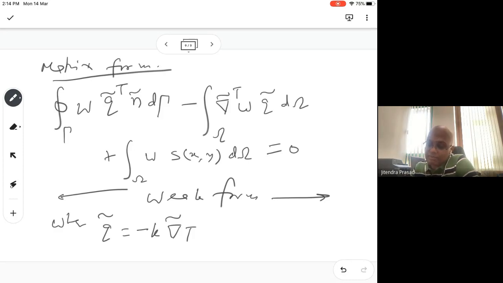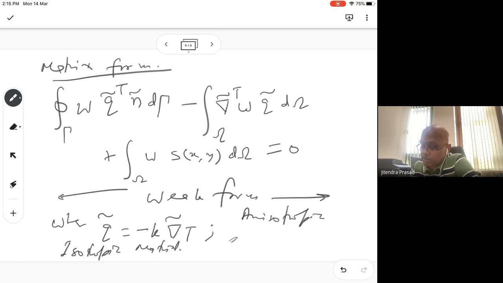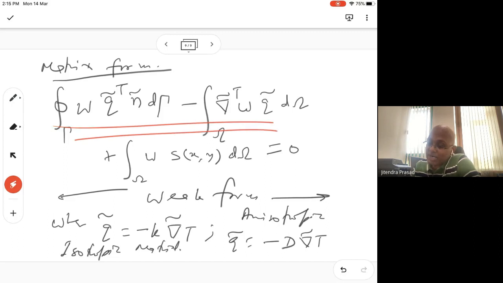Yeah, so this is for isotropic material. Otherwise, for anisotropic material, Q tilde will be equal to minus D del T, and D is a matrix. So this is general purpose, you can write it in matrix form. If it is isotropic material, this will be simply this, and you put this in and solve it.